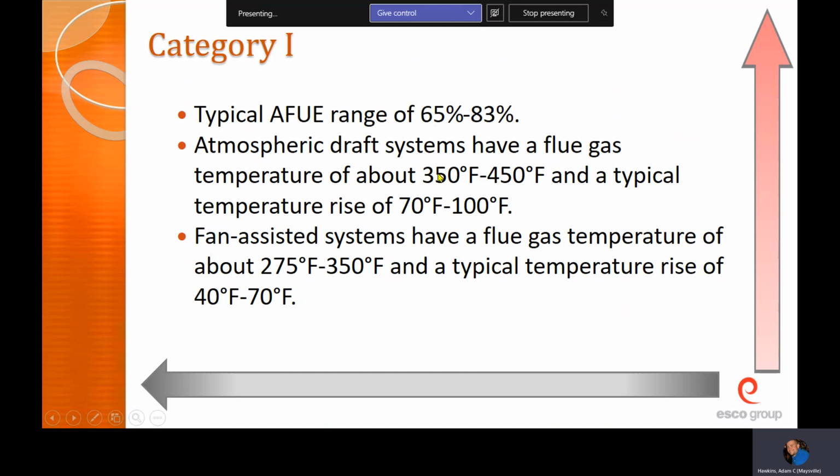So atmospheric draft is you're going to run 3, maybe 400 degrees. It's going to be very hot. Obviously, you're not going to stick your hand to that vent pipe. Fan assisted systems are going to be a little cooler, but still you're going to be running 250 plus. And it talks about temperature rise across the furnace. So it's something we kind of talked about in the last lesson a little bit.